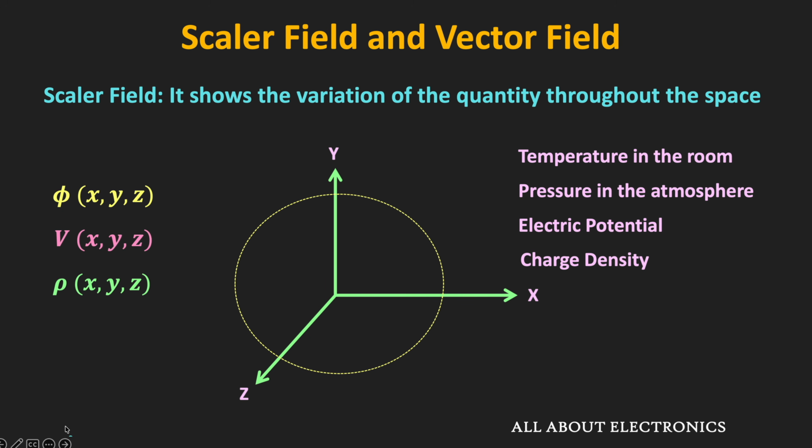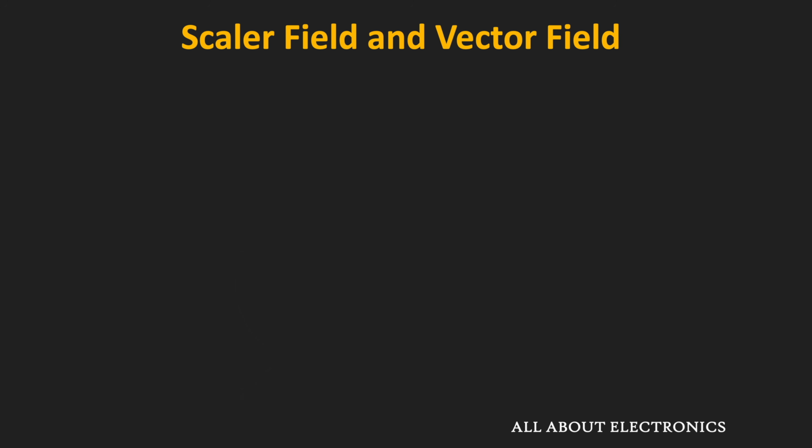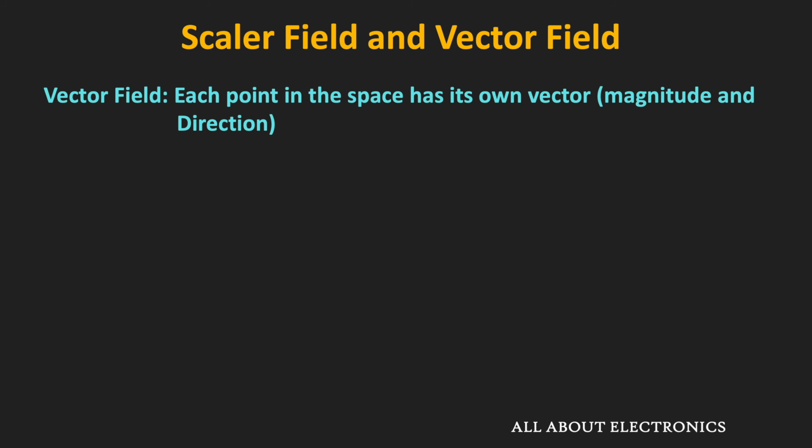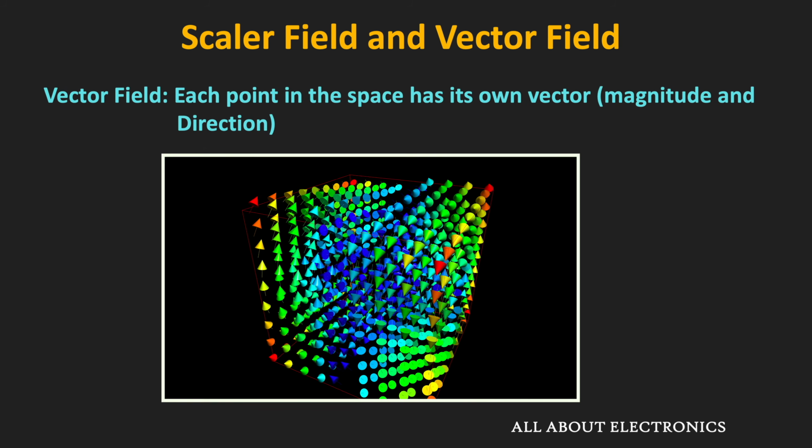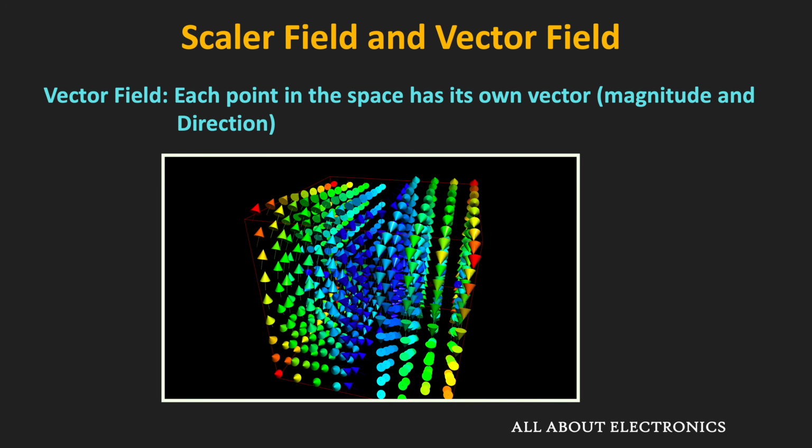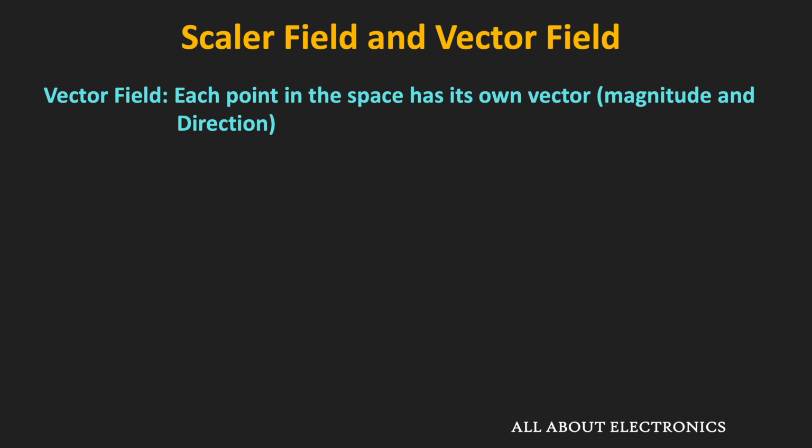So in electromagnetics, apart from the scalar field, we will also come across the vector fields. In the scalar field, we have seen that each point in the space has the magnitude. Similarly in the vector field, each point in the space has its own vector. That means each point in the space has magnitude as well as the direction. In case of the vector, we have seen that it has components ax, ay and az in the respective directions, and for the given vector, they are constant.